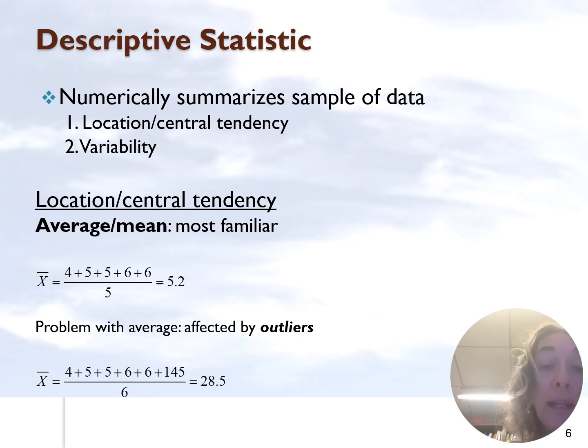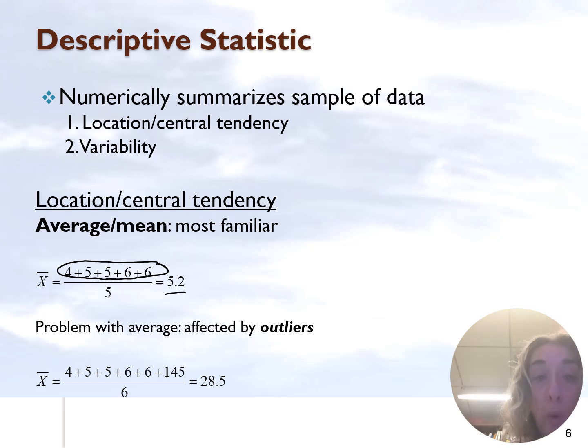Okay, so if you want to take the average of a set of numbers, you add them up and you divide by the number of numbers in that set. So if I want to get the sample average for these 5 numbers here, I add them up, divide by 5, that comes out to 5.2.